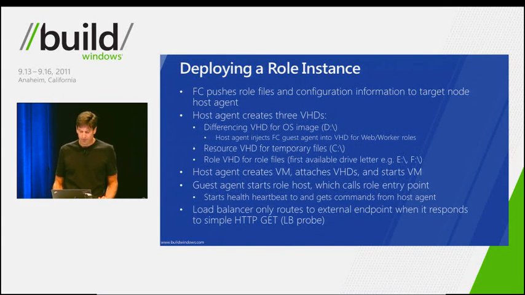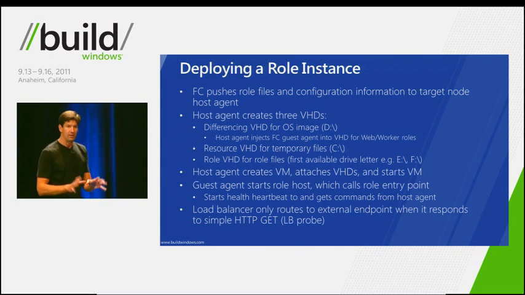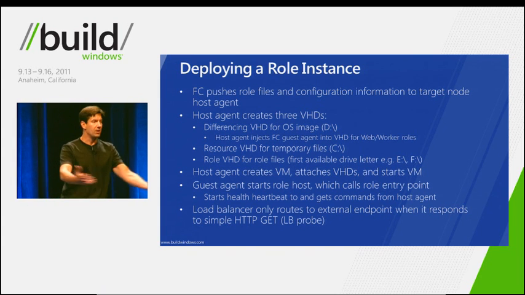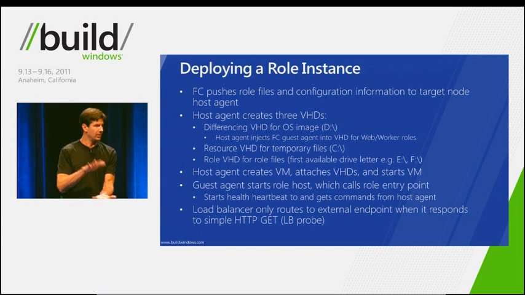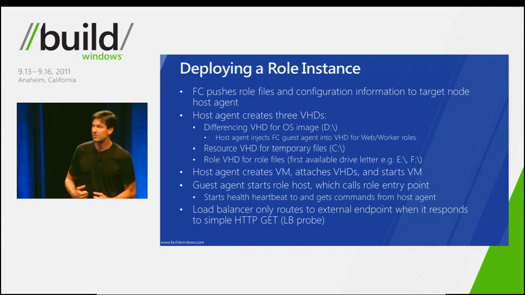When you deploy a role instance, there's several things that happen. There's the number of VHDs that are created. The host OS image is a VHD, and the way that we share that across instances is to create differencing disks on top. Each VM gets its own differencing disk on top, so if you scribble all over your OS, you're not affecting anybody but yourself.